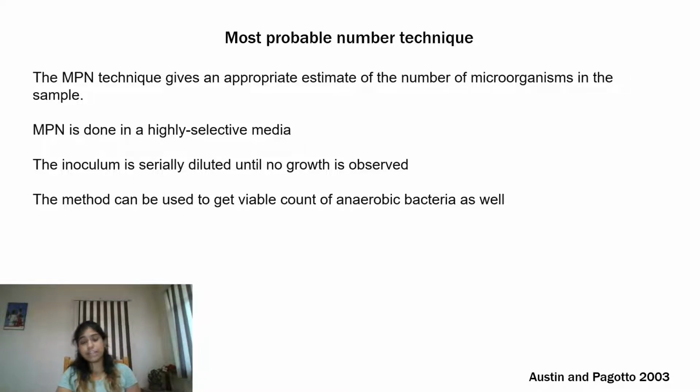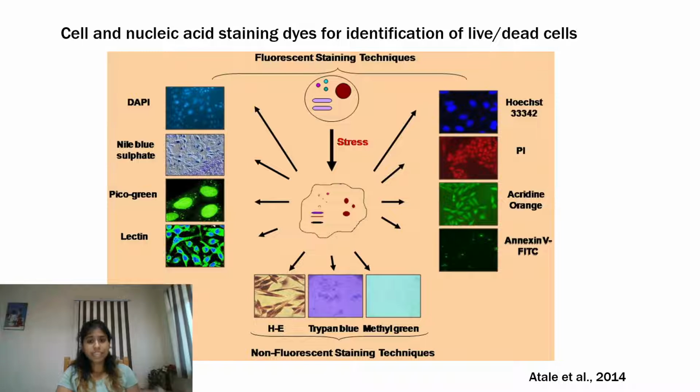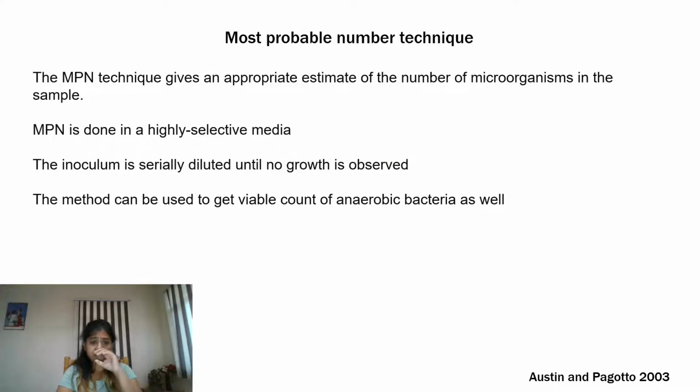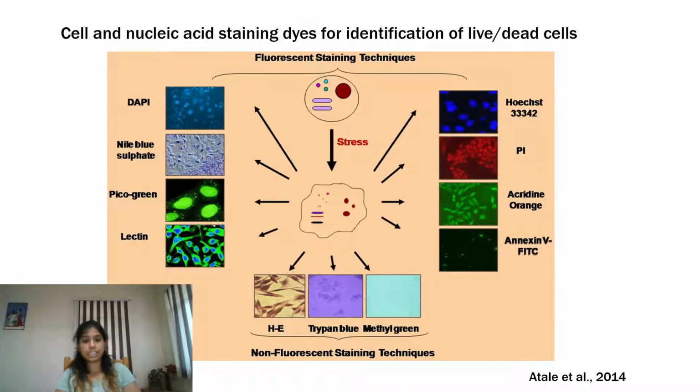So we have identified them, and the next step is to look at various techniques, how we can see whether there are live cells or dead cells. This becomes important, especially when we're culturing them, to see how many of them are living, so that we can characterize their metabolic profile effectively. There are various cell and nucleic acid staining techniques that are available for microbial staining, which can be used to differentiate live and dead cells.